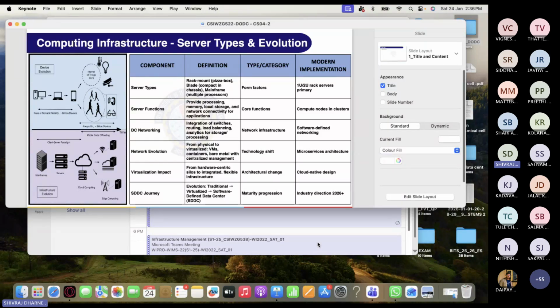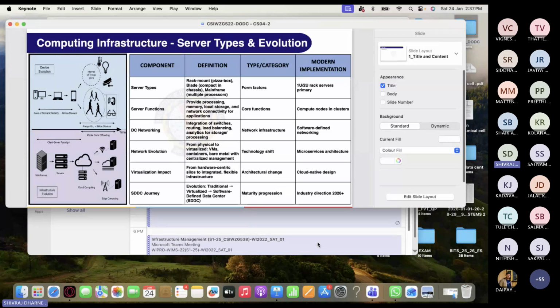Okay, so the pizza box server is a thin rack-mounted server, 1U or 2U. What is 1U, 2U? Have you heard about what 1U, 2U means? It is mentioned here, 1U, 2U rack servers. What is 1U, 2U? Anybody? Guess. Just looking at the names, you can tell.